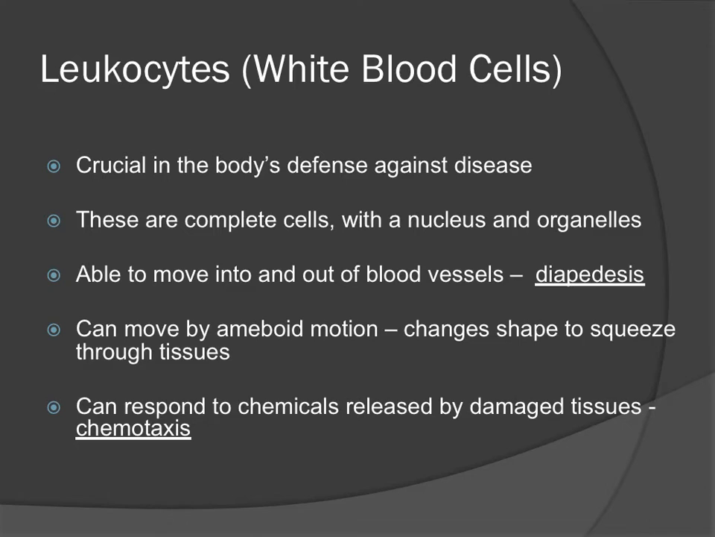They can respond to chemicals released by damaged tissues. That's known as chemotaxis. And we need to understand that they are colorless cells that possess a nucleus. They act in defending the body against pathogens. White blood cells are the cells of our immune system, so they defend the body against infections and foreign material. White blood cells will also fight abnormal cells, such as cancer cells.